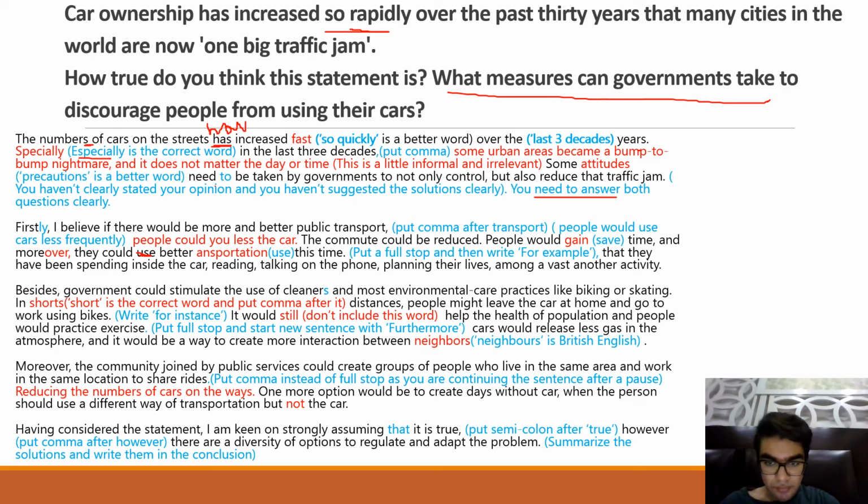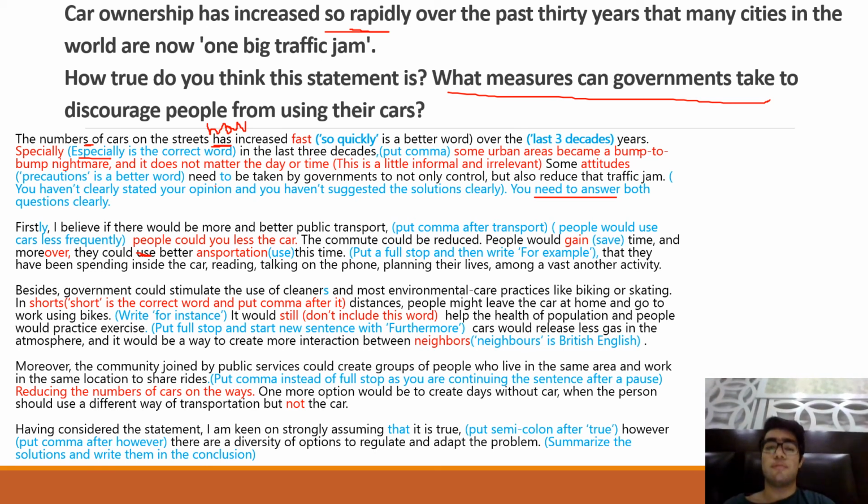Okay. Now the wrong thing with this is that you should write "for instance", and then you should give the example, because you need to show the examiner that you know that you have to give examples. So say "for example", put a comma, or say "for instance", put a comma, and then you say it would help the health of population. Don't include "still", we don't need "still". Okay, it would help the health of population and people would practice exercise. Put a full stop and start a new sentence.